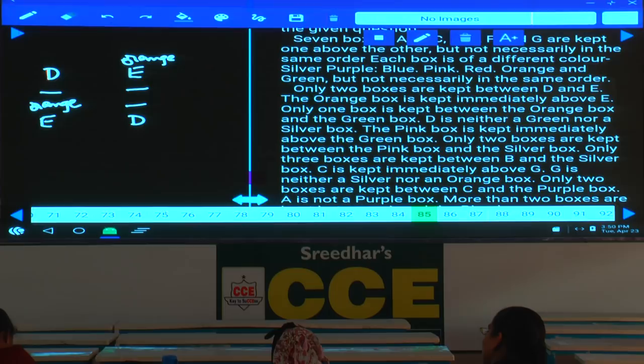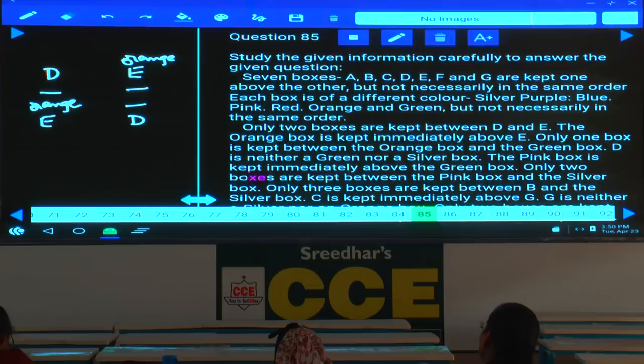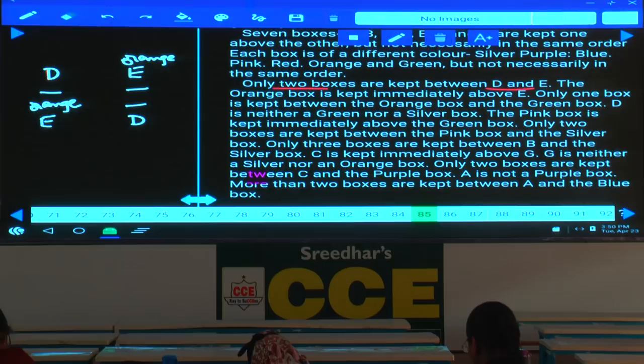We have taken the second information as well. Only two boxes are kept in between D and E, and the orange box is kept immediately above E. Only 1 box is kept between orange and the green box. Between orange and the green box, there must be exactly 1. As orange is here, the green box can be here, that is one possibility.